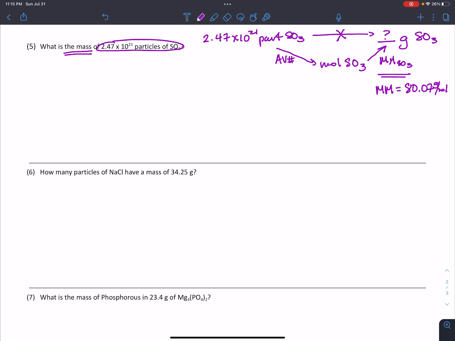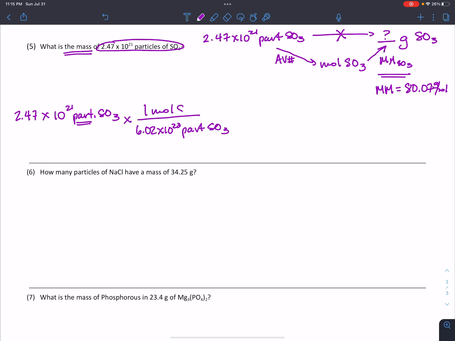We're going to start the problem like we always do with what we've been given. So 2.47 times 10 to the 21st particles of SO3. Our first conversion, particles to moles. Particles needs to go in the bottom because it's on the top here. So 6.02 times 10 to the 23rd particles of SO3 for every 1 mole of SO3. If we look, the particles are going to cancel and we'll be left with moles, which would be fine if that's what the problem asked us to do. But instead, the problem asks for mass, so we need to do another step, a second conversion step.